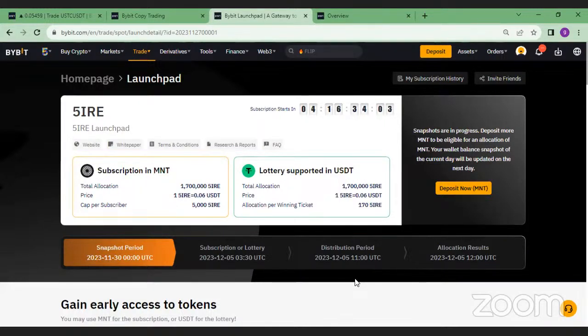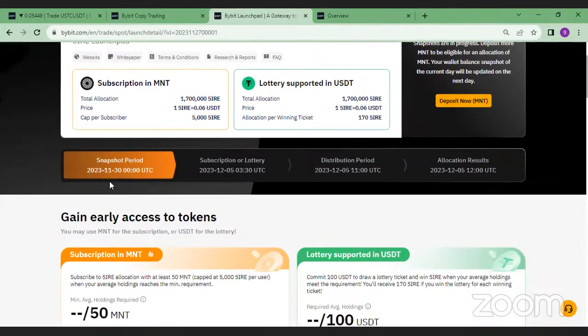For those of you who don't know already, Launchpad is a way you can get this token. I don't know how to pronounce it, whatever the name of this token is, okay? This is the token that Bybit is currently doing the Launchpad for. In a few minutes from now, we'll go into the subscription phase.